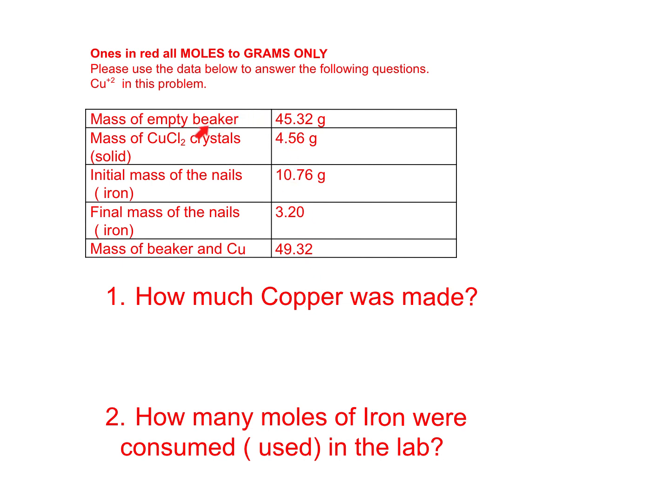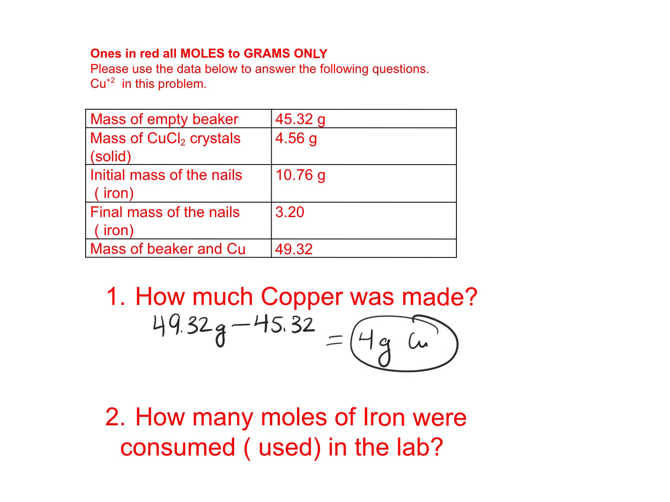So all we need to do for this first problem is look at the mass of the empty beaker and the mass of the beaker and the copper. So we are going to need to subtract. We're going to take 49.32 grams and subtract the mass of our empty beaker. So we get 4 grams of copper were made.